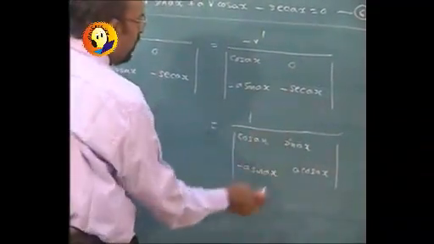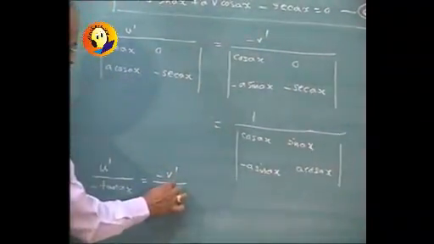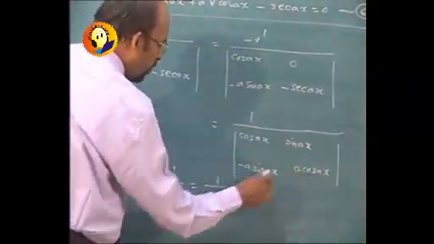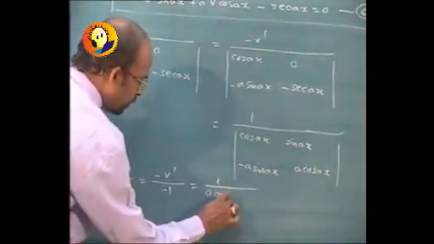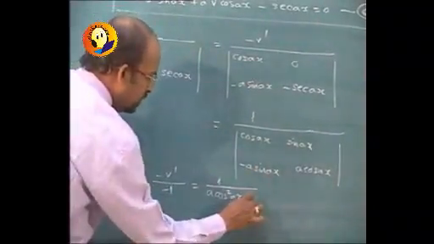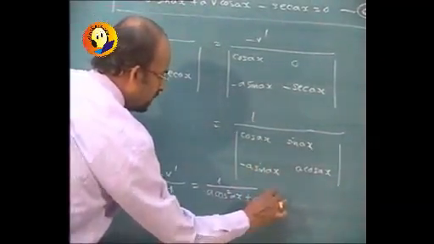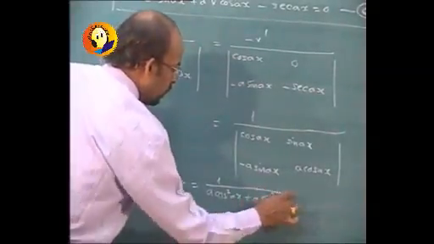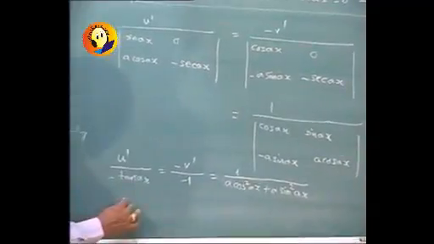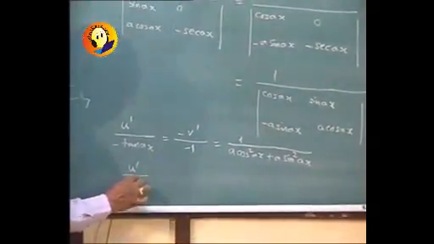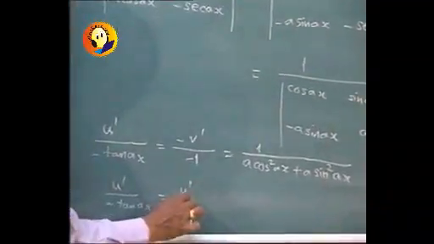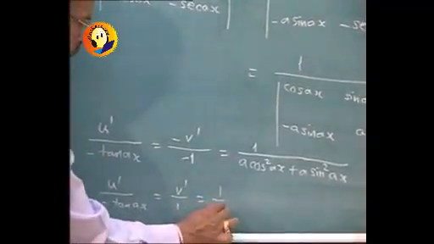ax will be 1, original minus sign is already there, equal to 1 upon, it will be a cos square ax and minus minus plus a sin square ax. Of course, a can be taken common, sin square plus cos square will be 1. And so we get it as u dash upon minus tan ax equal to v dash upon 1 equal to 1 upon a.